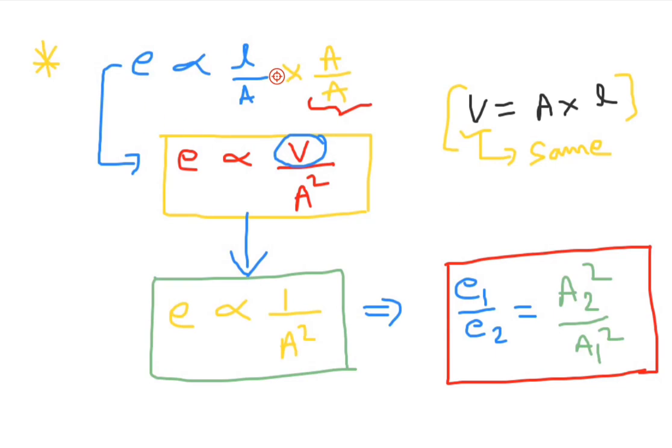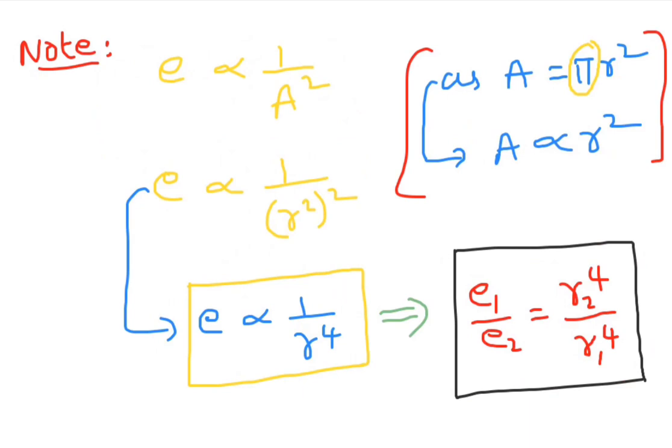What we did, I think you understood: E is proportional to L by A, and in the numerator A, denominator A, area into length is volume. So volume is constant, E is proportional to 1 by A square, which means E1 by E2 equals A2 square by A1 square. Very simple. You have to remember during stretching, volume is same. Next one. I hope you are clear till here now.